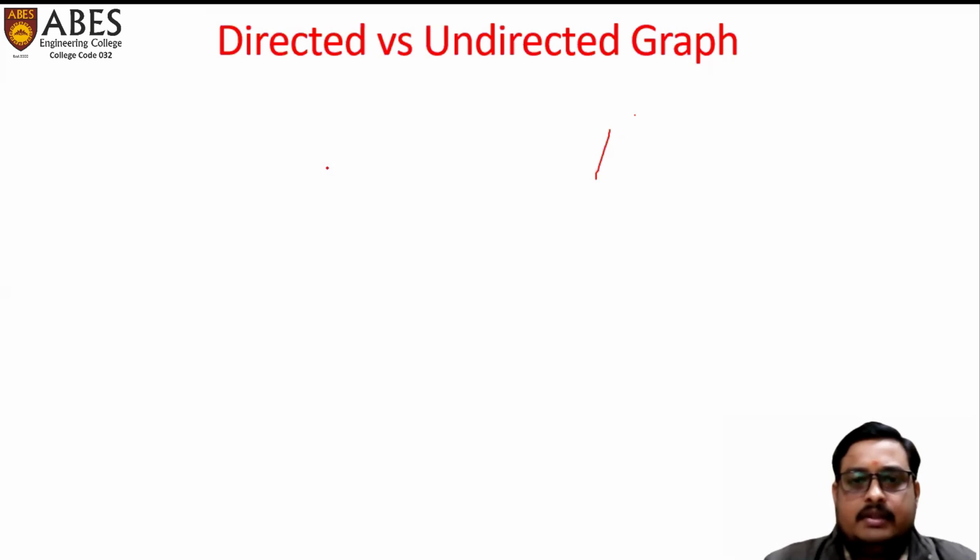Another category is the disconnected and connected graph. If a graph has only one component, that is called a connected graph. Or we can say if there exists at least one path between every vertex of the graph, it is also called a connected graph. Let's take an example of the connected graph.